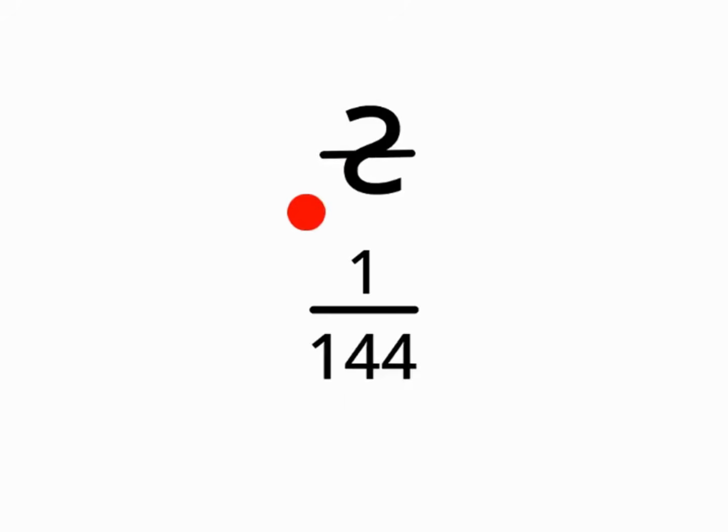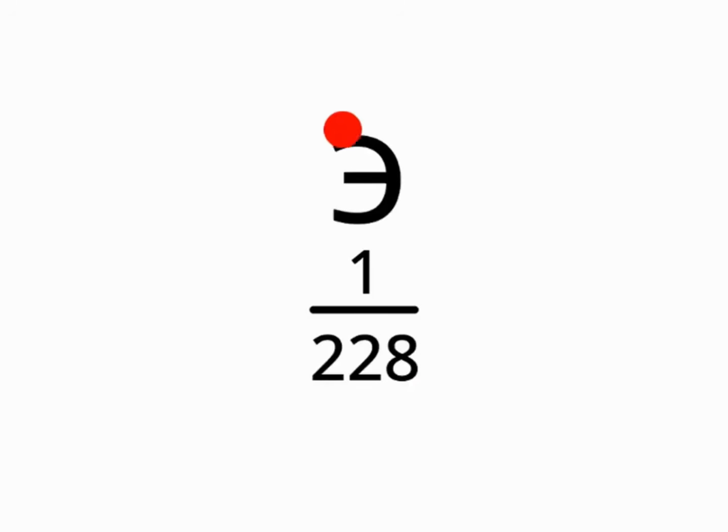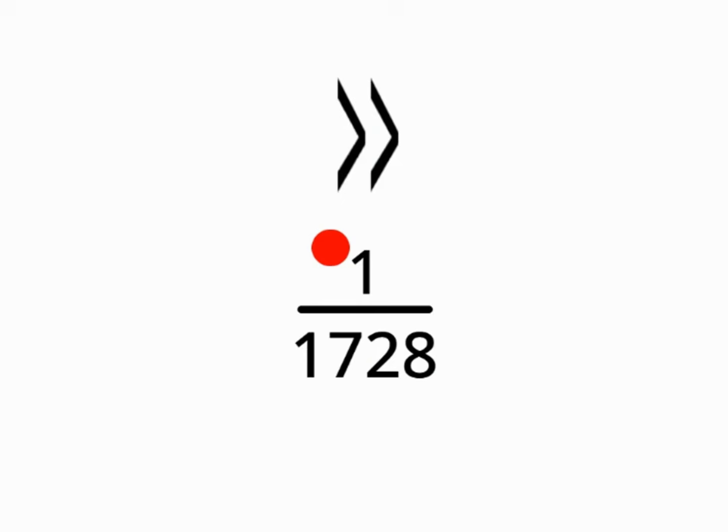Whatever. S, backwards S with a line through it is 1/144. That sounds weird. Then we have backwards C with a line, which is 1/228. By the way, these aren't invented by me. I just found these online. And since I already talked about dots, why not?